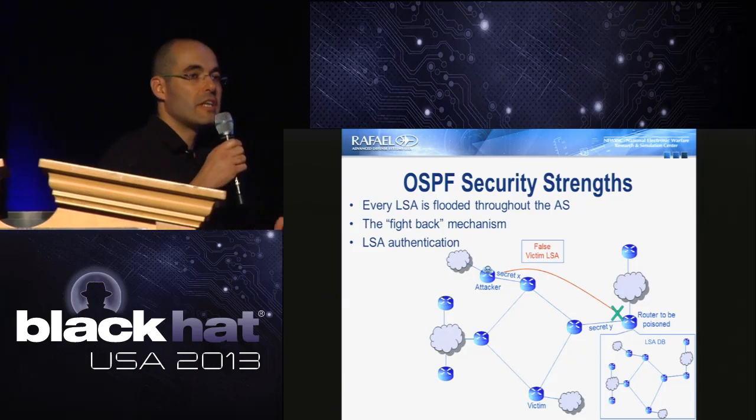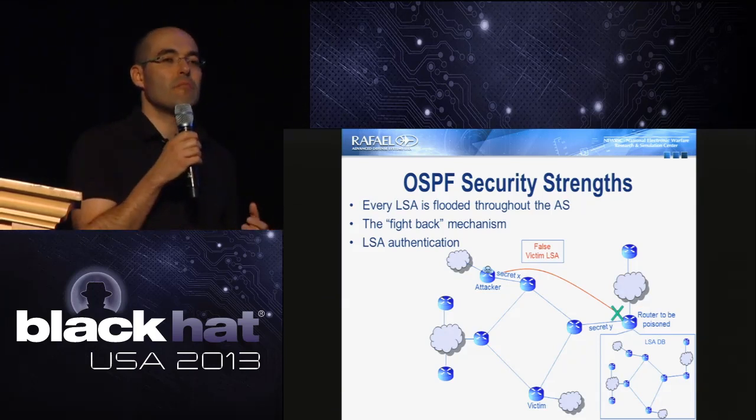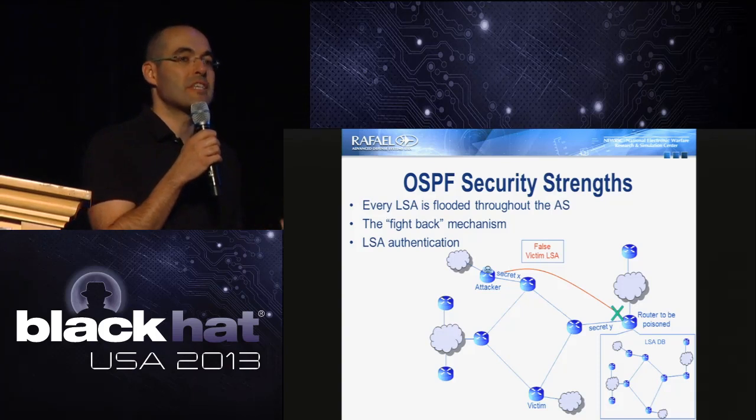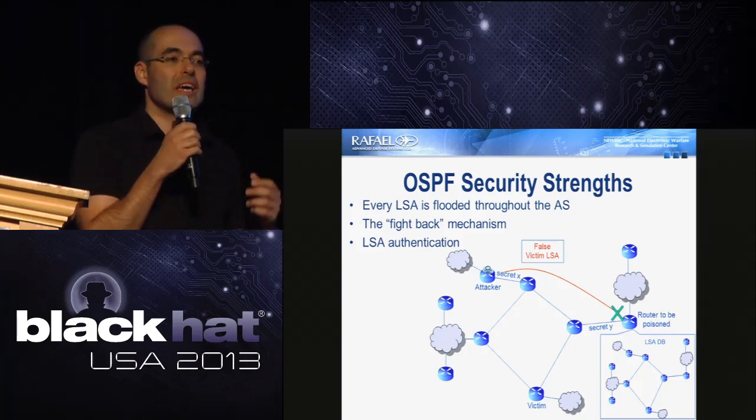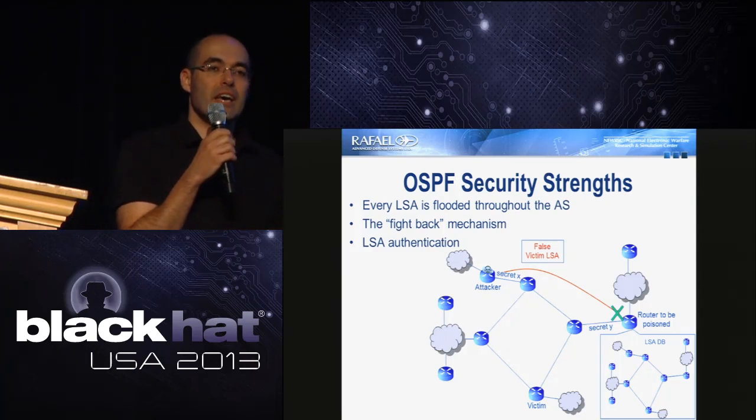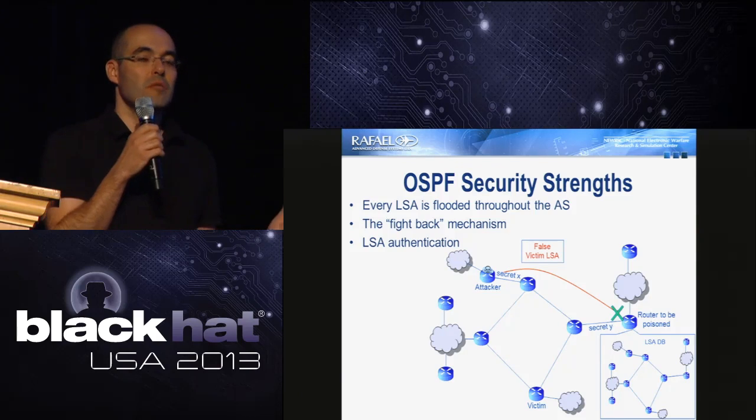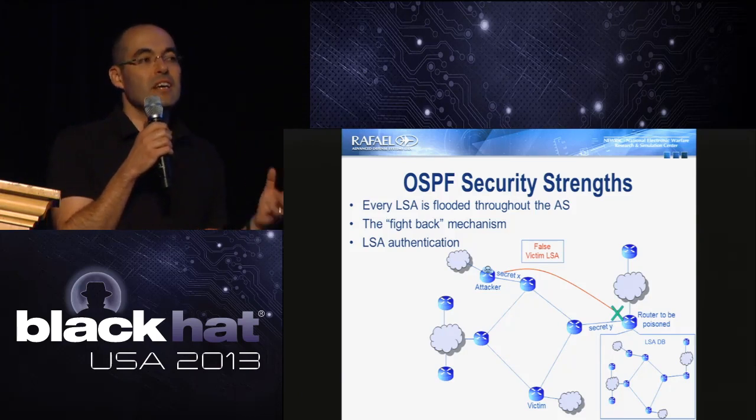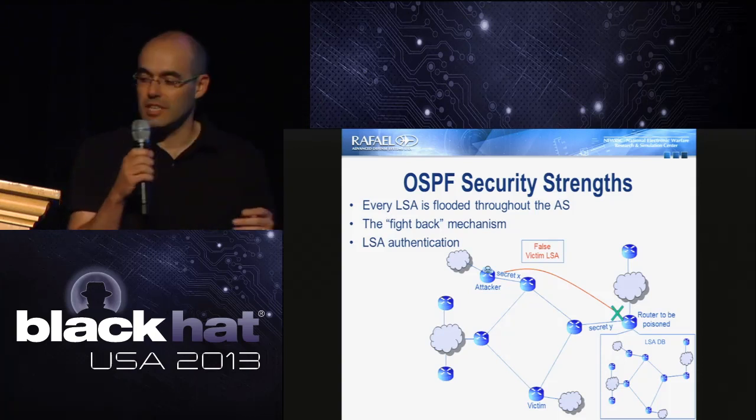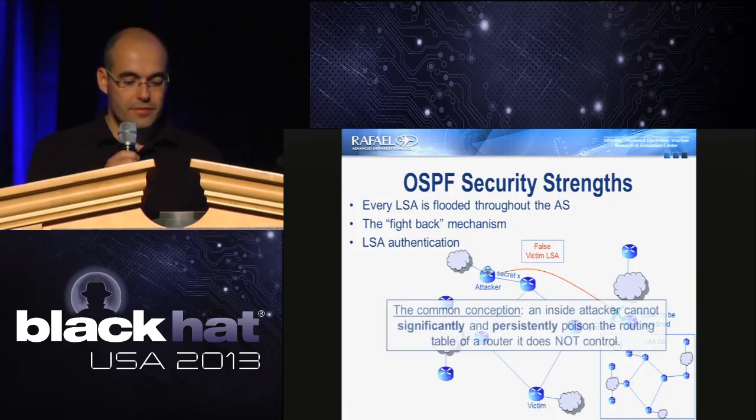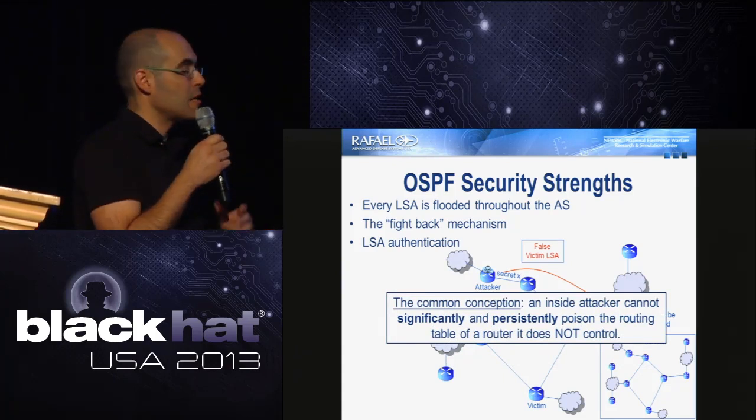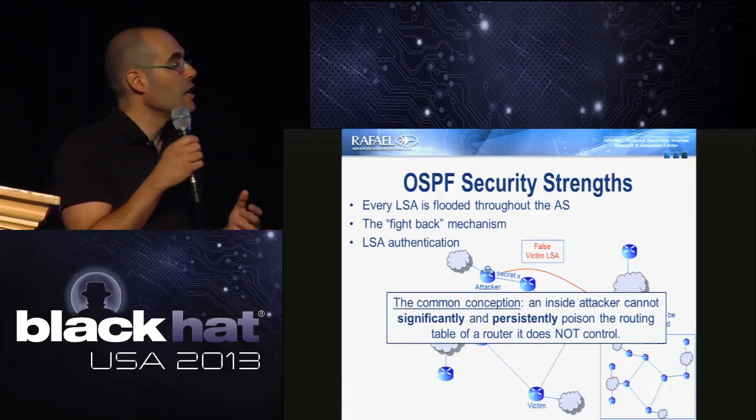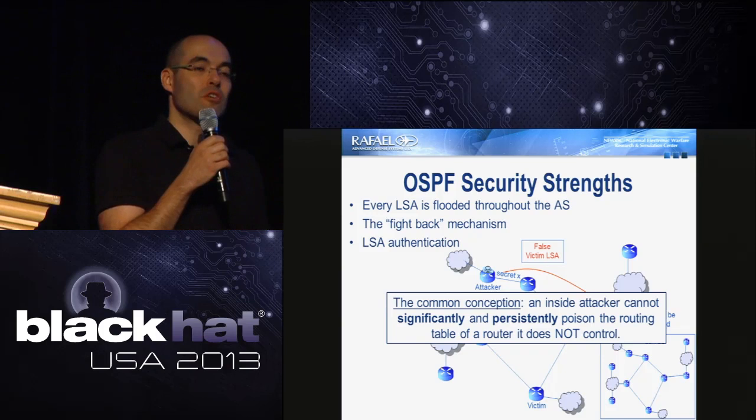Okay, and actually this means that an attacker is not able to persistently poison, in the general case, the LSA database of one router by falsifying an LSA of another router, a third router, okay? Because once he does that, the other router will simply fight back, making the attack's effect non-persistent, okay? So the common conception is that an attacker, even if it is an insider, simply cannot significantly and persistently poison the routing table of a router it does not control.